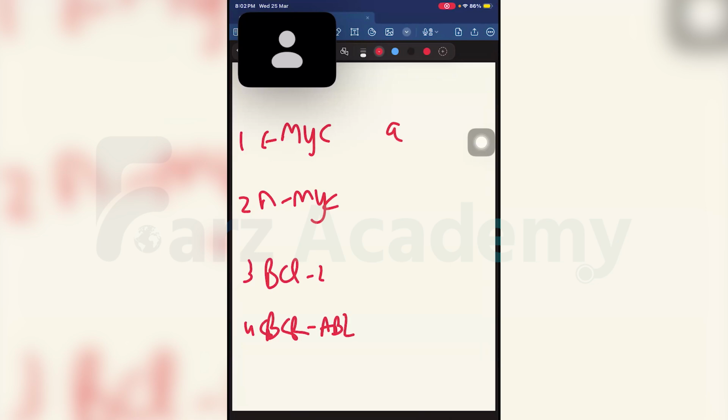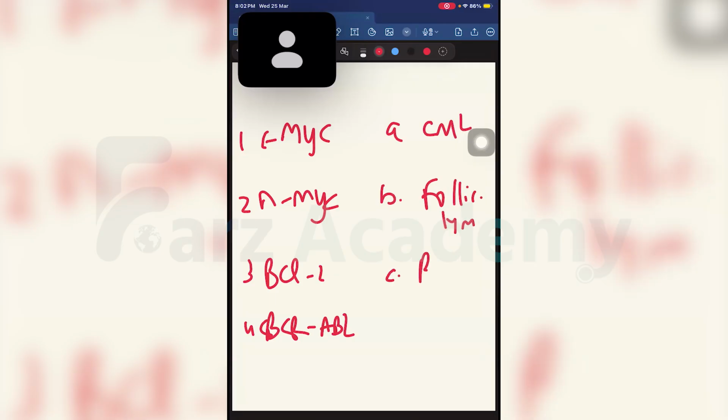Okay, here I have A as CML, B I have as follicular lymphoma, C I have as Burkitt's lymphoma. This is your hematology question also. D is neuroblastoma. Can you all match the following and tell me which is in what?